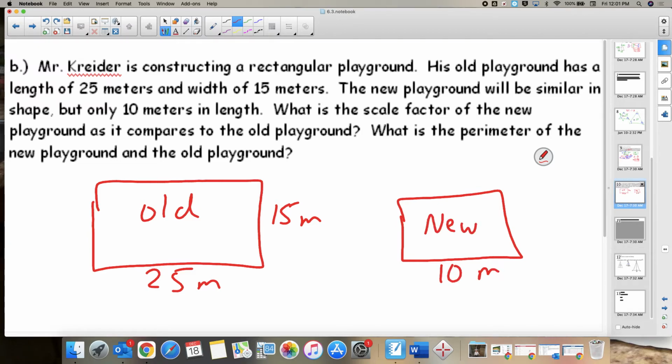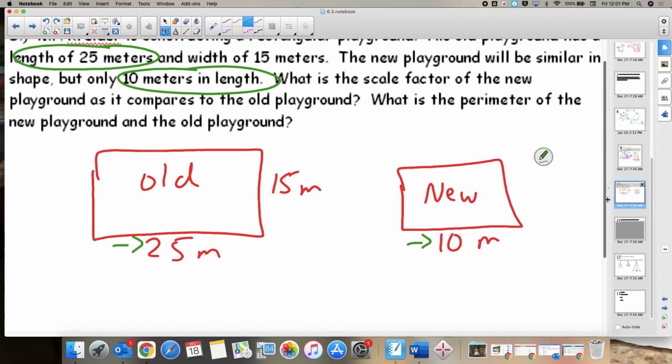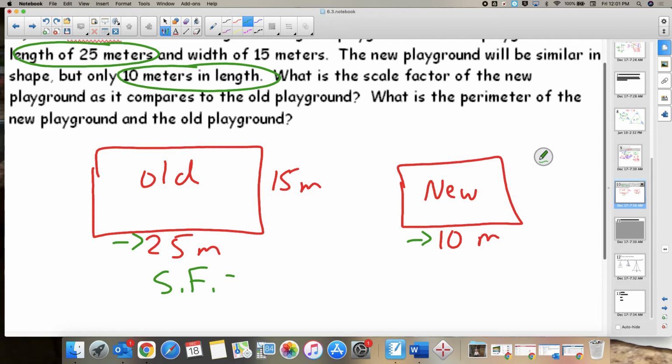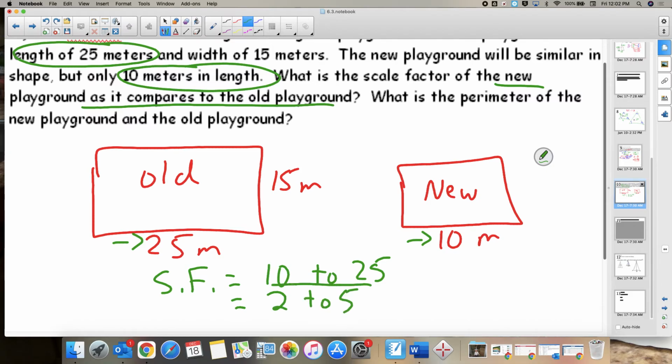Once again, it's all about putting pieces where they match up. I did the length of 25 meters on the bottom, so that's my length. That means that my length that is 10 meters also has to go on the bottom. First question, you find your scale factor. My two sides that match up, and they want the scale factor new to old. So the new is 10. The old is 25. So my scale factor is 2 to 5 if you reduce. So there's your scale factor.